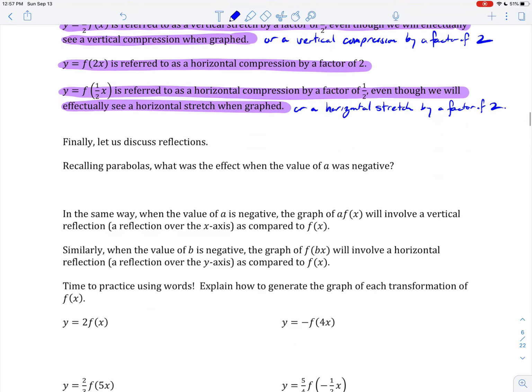And if we look at parabolas, what was the effect when the value of a was negative? If we looked at y equals negative x squared, or y equals negative 2x squared, we know that instead of giving us our happy parabola, it would give us a sad parabola, the frowny face. So what that does is it gives us a reflection. It causes us to reflect this parabola over the x-axis here.